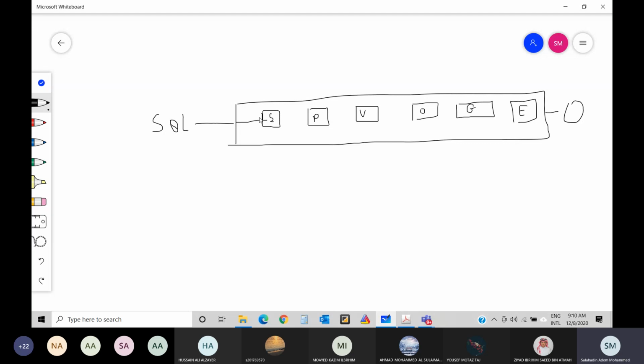It means the SQL will go first to this one, then the output of this one will go to this one, the output of this one will go to the next one, and so on. So this is what happens, guys. Let me talk about each one of them. What do they do for you?